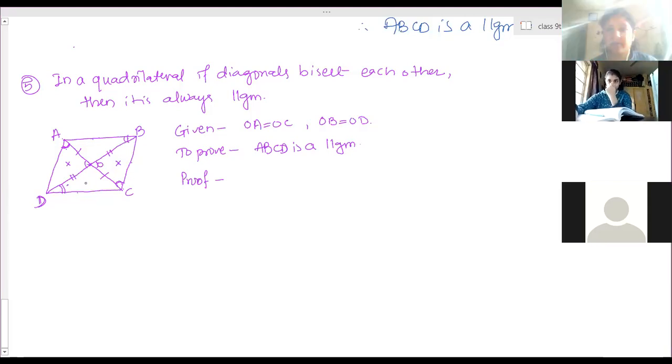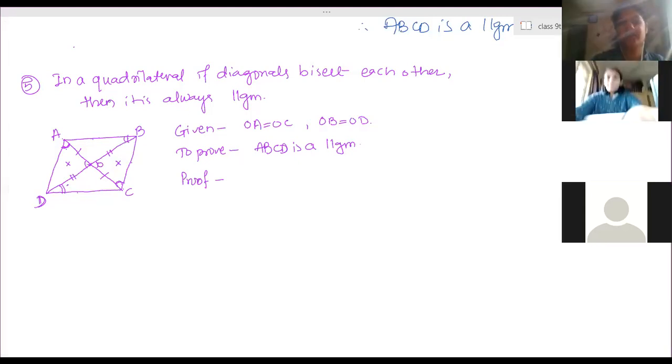Ma'am, in triangle AOD and BOC, we can simply write that AD equals BC by CPCT. So one pair is parallel and equal. So we can write it as a parallelogram. That is a theorem, we are not directly using it. Okay. This is a theorem. So we have to use the postulate only, we can prove it. Okay. That is also right. But your teachers won't give you marks for that.